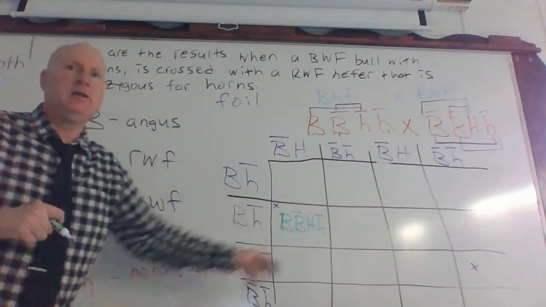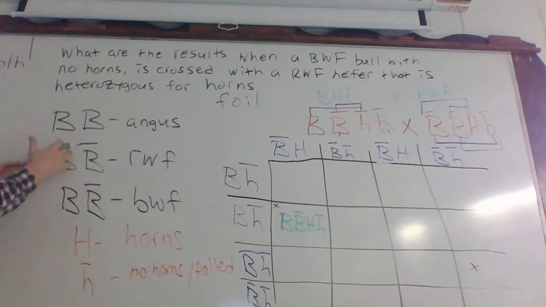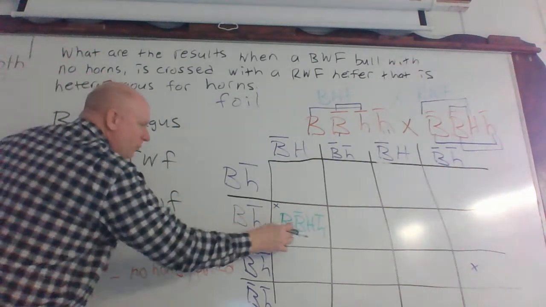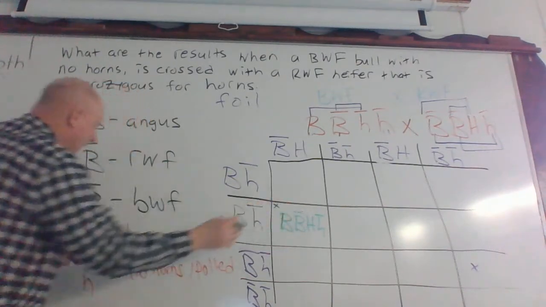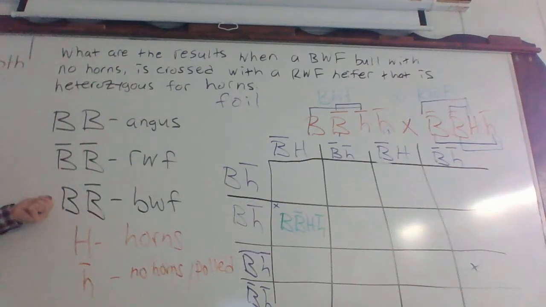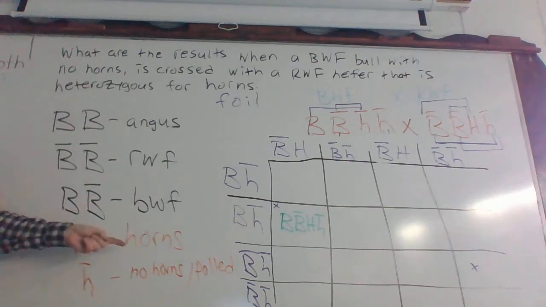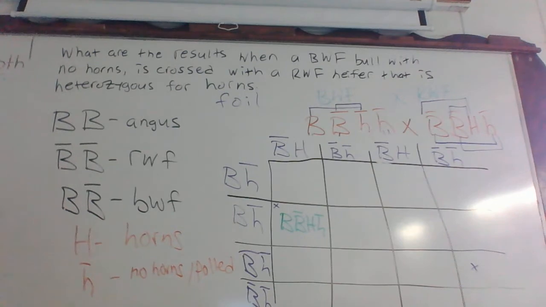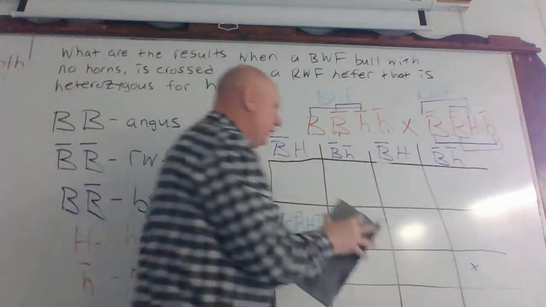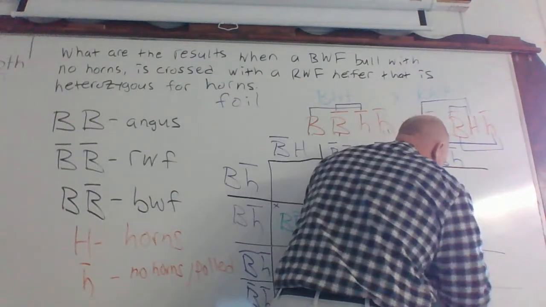Black, white face. Because what you're doing is you look back to your key. When you see two capital B's and only one of them with a line over it, from that key that you made right here, it's telling you it will have a black, white face with horns. Okay. So now let's go over to this box.